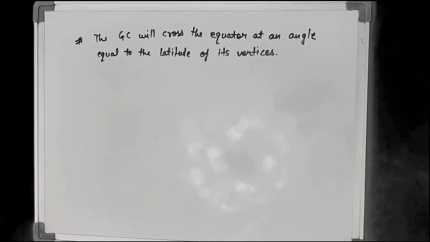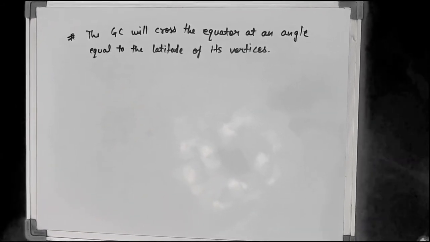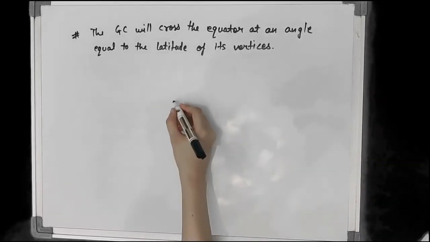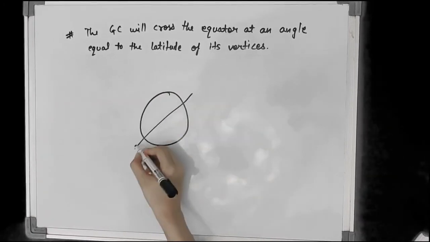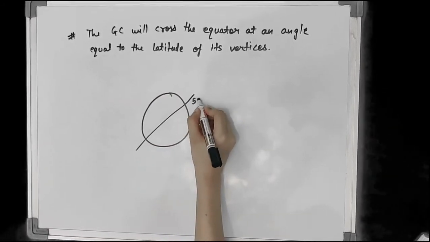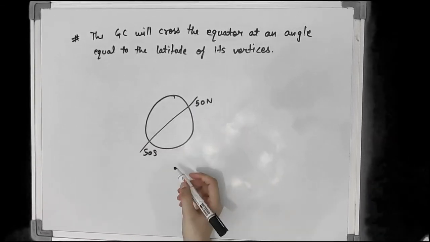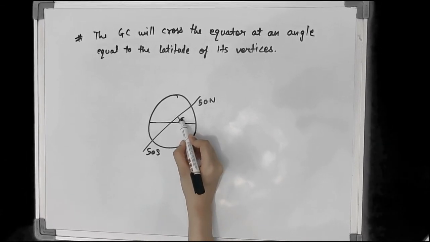The great circle will cross the equator at an angle equal to the latitude of its vertices. This means that if there is a great circle with vertices 50 degrees north-south, this is 50 degrees north and this is 50 degrees south. So it will cross the equator at an angle of 50 degrees.